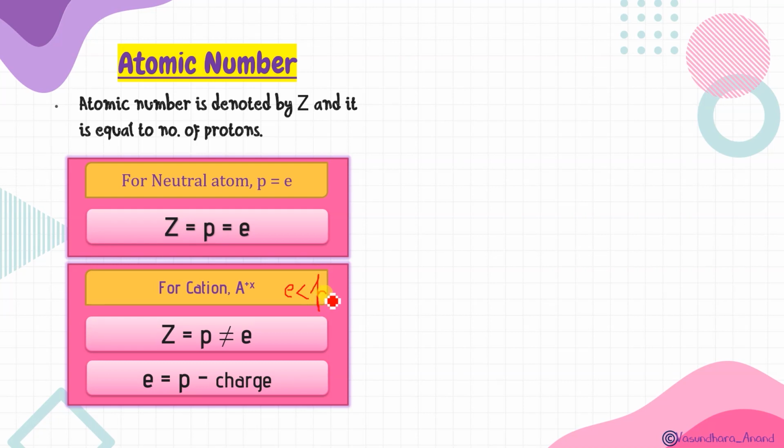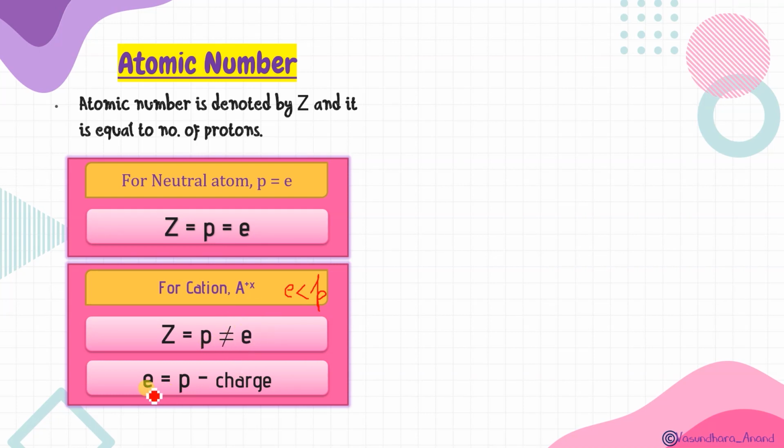I hope it is clear. Yes, if it is a cation, that means it has lost the electron. If it loses the electron, obviously the final electron count will be lesser than the initial one, isn't it? So in this case, electron will be less than proton. In that case also, Z will be equal to proton, but proton will not be equal to electron. I hope it is clear.